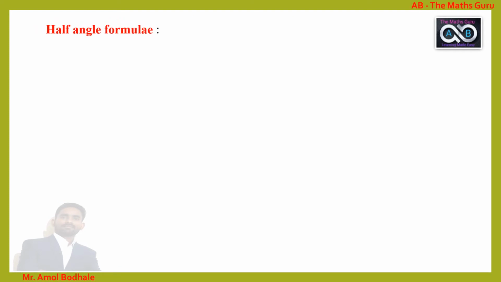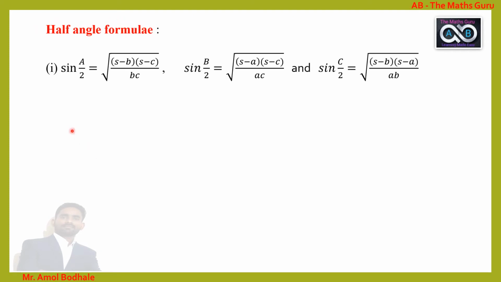Next one, half angle formula. Sine of A by 2 equal to square root of s minus b into s minus c upon b into c. So remember, when we are considering angle A by 2, we have to write b and c here and divide by b and c. Similarly, for sine of B by 2, that is square root of s minus a into s minus c upon ac. Sine of C by 2, square root of s minus b into s minus a upon ab.